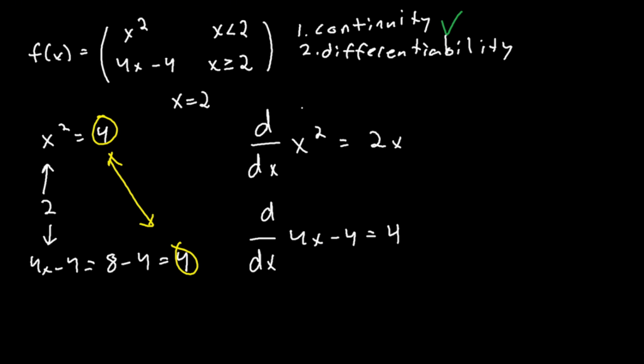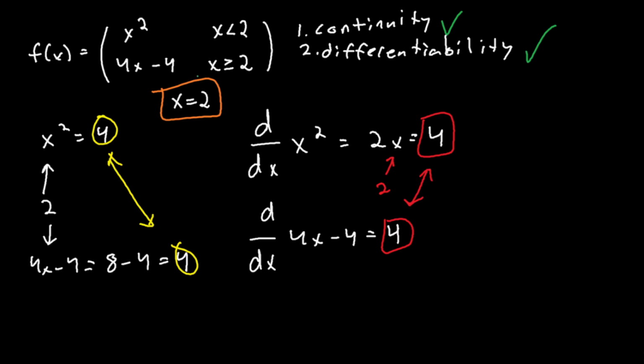So at x equals 2, are these two functions differentiable? Do they have the same derivatives? Therefore, there's no sharp turns. So let's check it out. At x equals 2, the derivatives are always 4 on this line, but let's check out 2 in this case. You plug in 2 for your derivative function for x squared, you get 4. Therefore, both of their derivatives are 4 at x equals 2. So this function is differentiable across infinity.